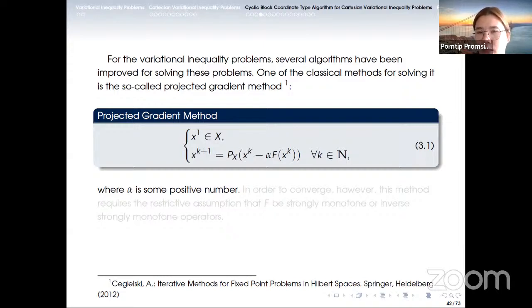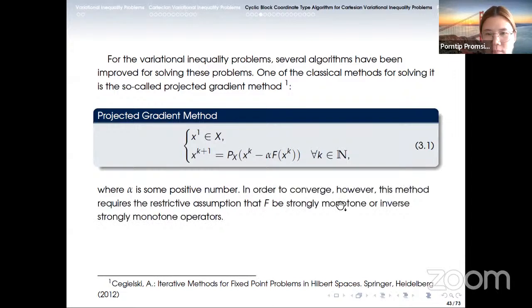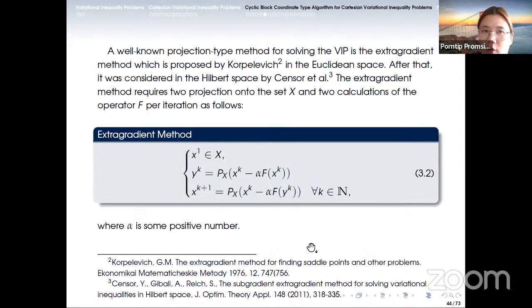One of the classical methods is the so-called projection gradient method 3.1. In order to guarantee the convergence of this algorithm, this method requires the assumption that the operator F is strongly monotone or inversely monotone. The next well-known projection type method for solving the variational inequality problem is the extragradient method.